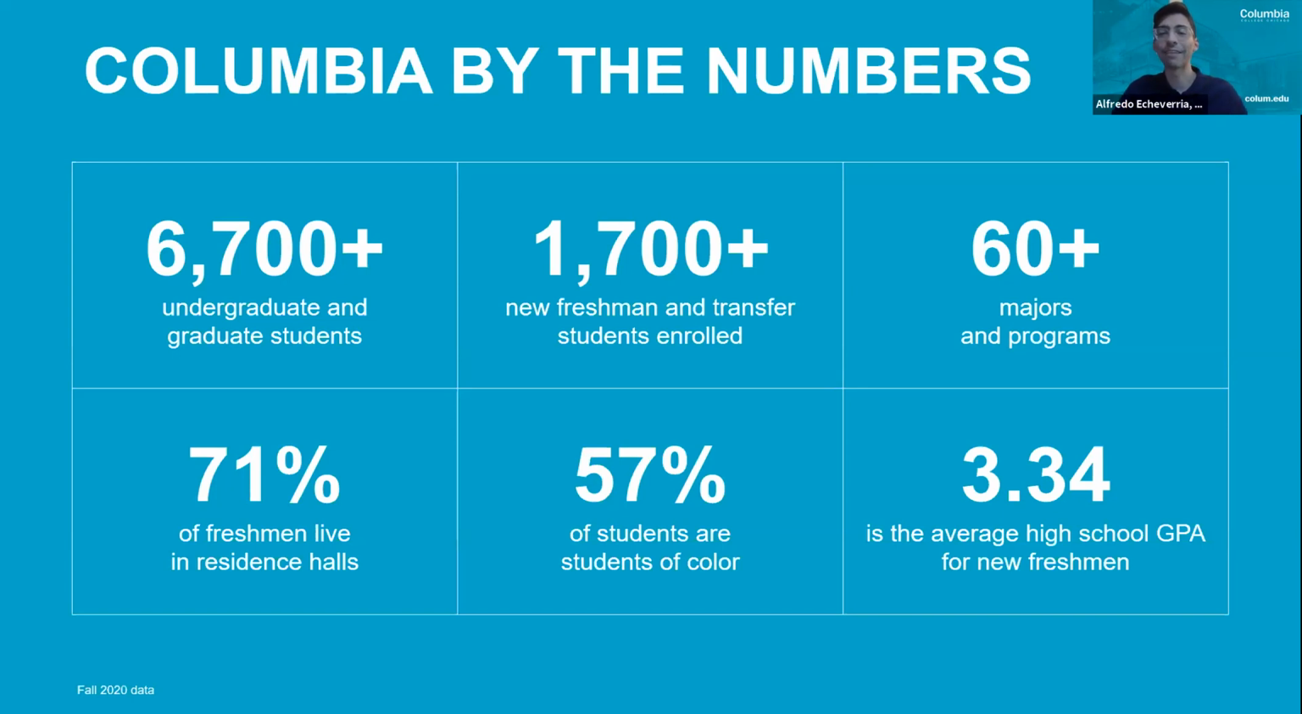When it comes to the average high school GPA for an incoming freshman, it's usually a 3.34. We don't hold you accountable to that number. So if it's a little lower, don't sweat it. We do review applications holistically, so we look at resumes, recommendations, your writing samples as part of the application review process as well.